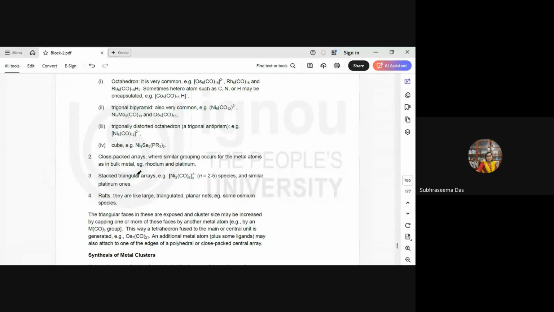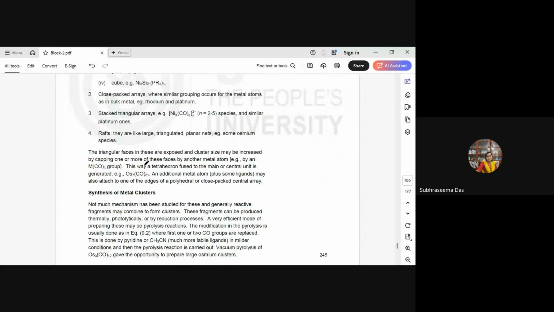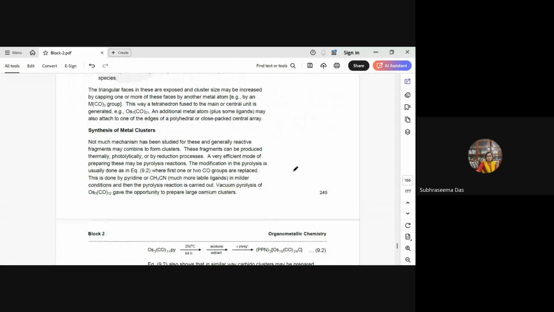It may be close-packed arrays, stacked triangular arrays, and racks. The triangular faces in these may be exposed, that is, they are open, and the nuclearity may be increased by capping one or more of these faces with another metal atom. Then, coming to the synthesis of metal clusters.